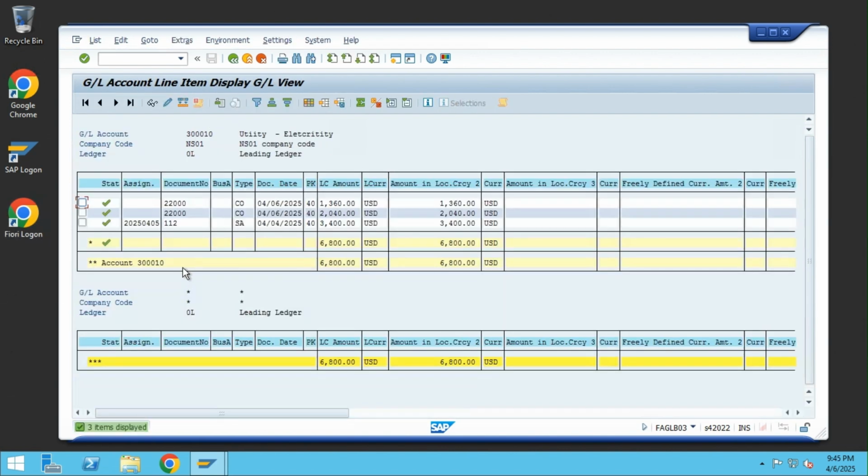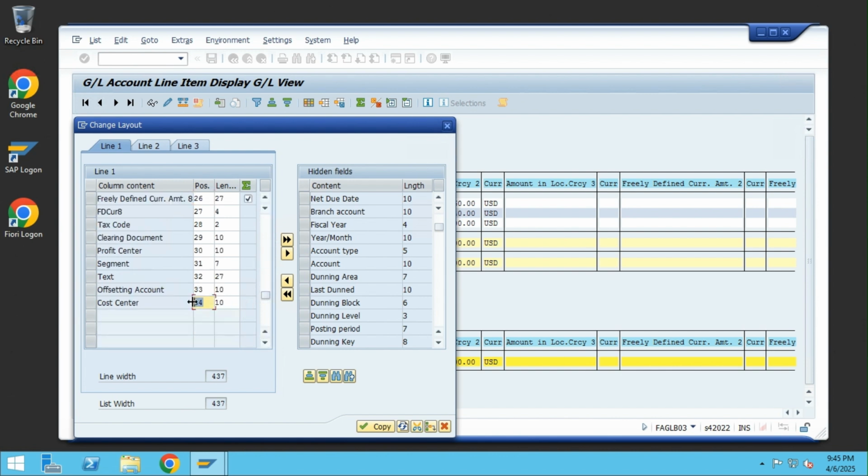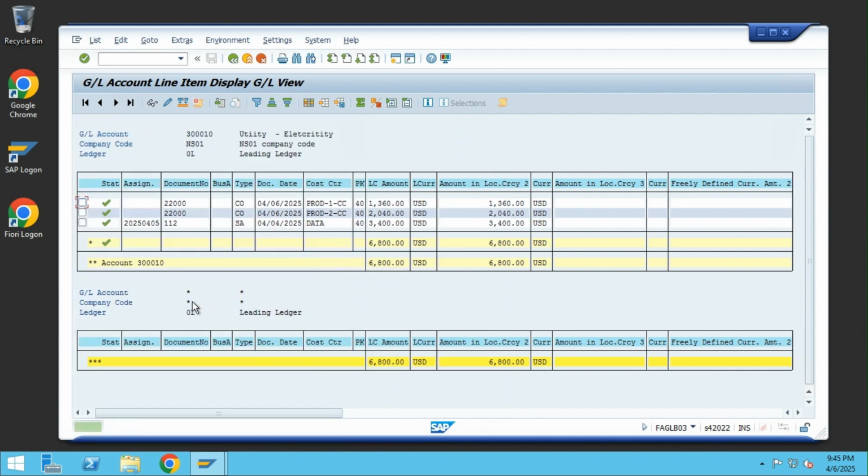Clicking on 6800. Okay, let's bring in cost center to this. So let's go to changing layout, cost center, bring it here. And we'll bring cost center at location 6. So let's go at the bottom. Make it 6. Okay, so we have cost center.